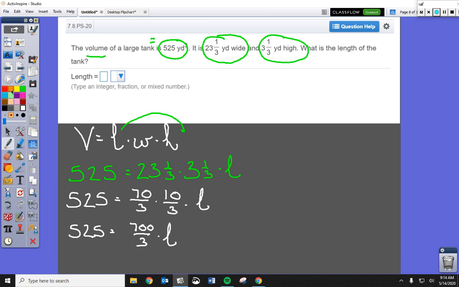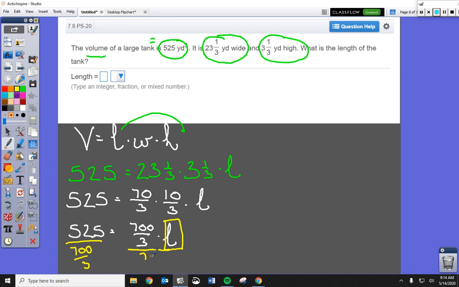Now we want to isolate. We want to evaluate for that L. We don't need to know what 700/3 L are. We want to know what L is. We're going to do the inverse. We want to get rid of this guy. So the inverse of multiplying by 700/3 is to divide. We're going to divide both sides by 700/3.